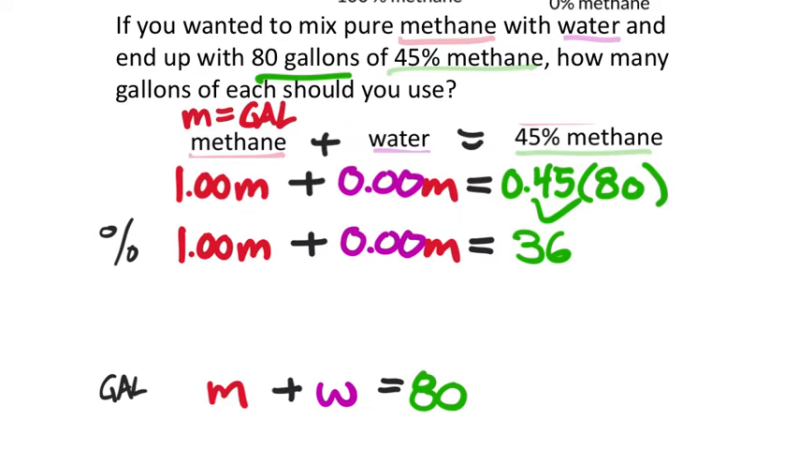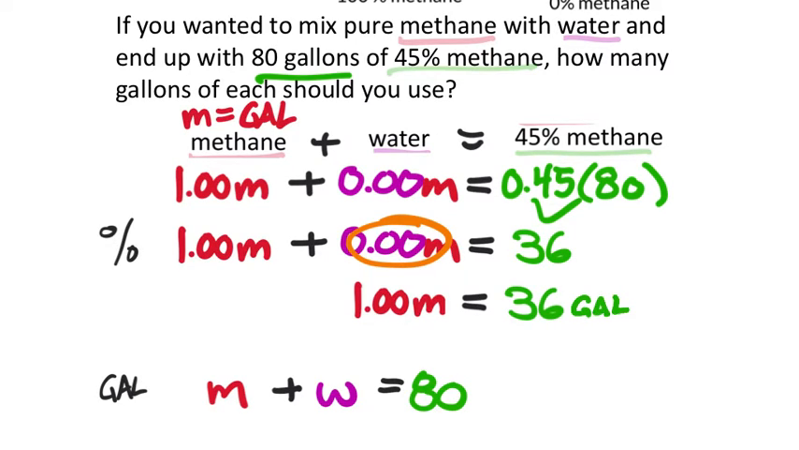So what is the methane? Well, as it turns out, this part of the expression, 0.00 M, that's just zero right there. I can actually zero that out, and what I end up with is this equation. 1.00 M equals the 36. Okay, what this tells us is that's all the methane there is. The methane, 100% pure methane, that's 36, and that was gallons of methane. Okay, so I'll put gallons right there. In fact, I'll say of methane. So 36 gallons of methane, but we know that the total mix is 80.